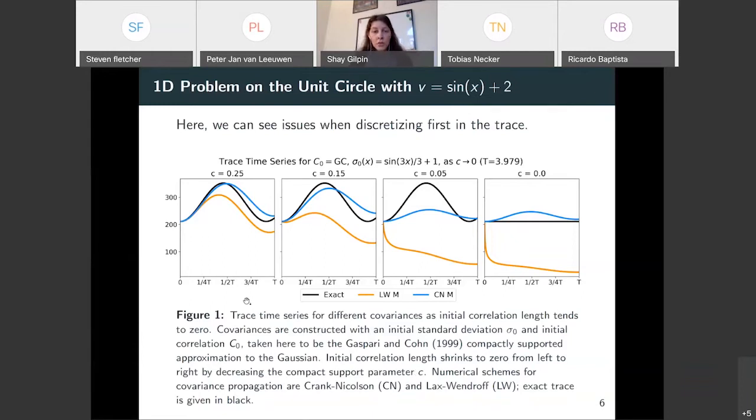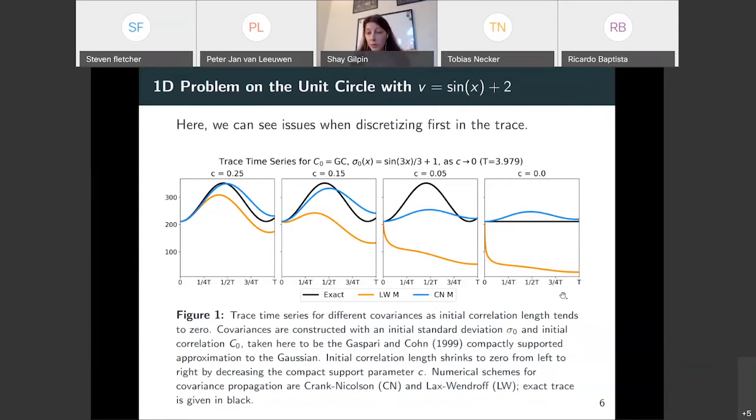In each of these panels, I've taken a compact support length parameter, which here corresponds to a short non-zero initial correlation length. Then as we move right in the figure, we shrink this parameter, which shrinks our initial correlation length until ultimately we get to a spatially uncorrelated initial covariance on the far right.